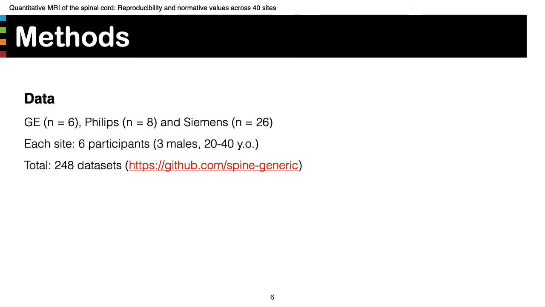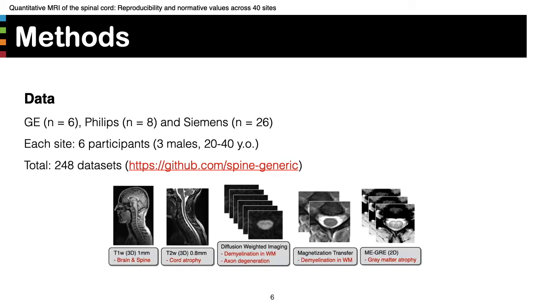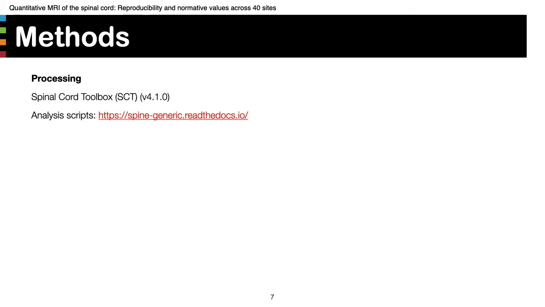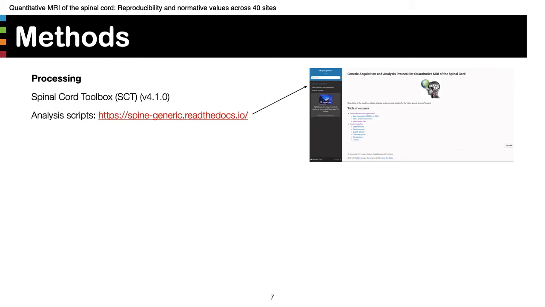So now back to the multi-site data. Out of the 40 sites that participated in data collection, 6 had GE scanners, 8 had Philips scanners, and 26 had Siemens scanners. Each site collected data in 6 participants for a total of 248 data sets, with all data sets including T1 weighted, T2 weighted, diffusion weighted, MT, and multi-gradient echo images. The datasets were processed using the Spinal Cord Toolbox, and the analysis scripts are also publicly available on Read the Docs. The website includes text and video instructions and tutorials for how to process the data.